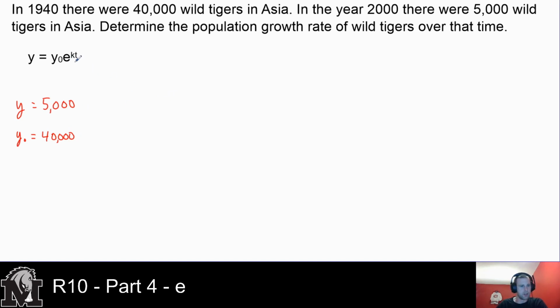E is just the number e. K is the rate, which we're not sure what that is, but that's what we're looking for, the population growth rate. And then T is the amount of time from 1940 to the year 2000, which I think is 60 years.